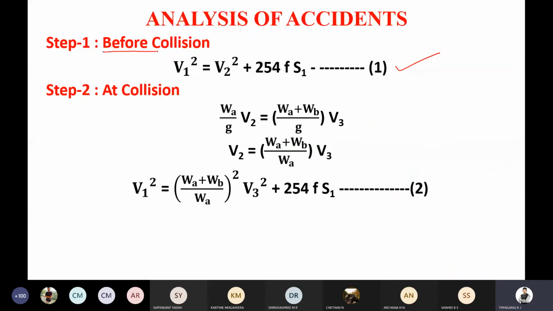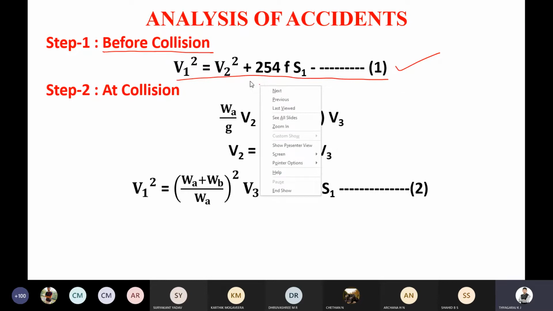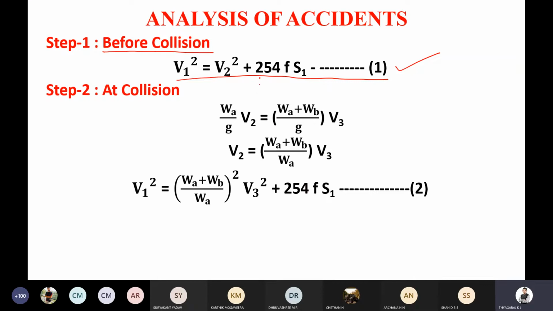Note down the first formula. Before collision, V1 square is equal to V2 square plus 254 S1. So before collision, V1 square is equal to V2 square plus 254 S1.